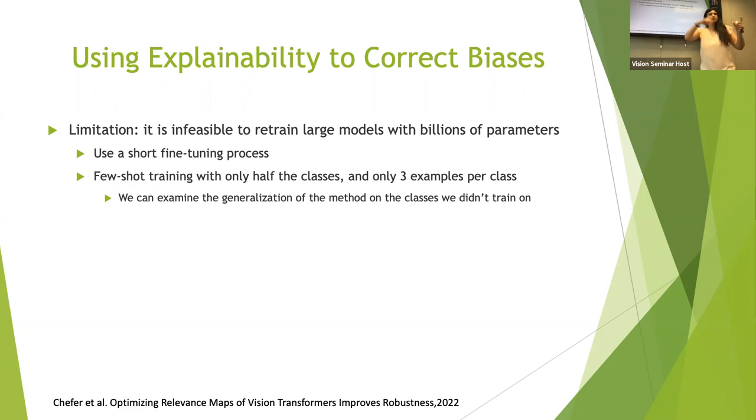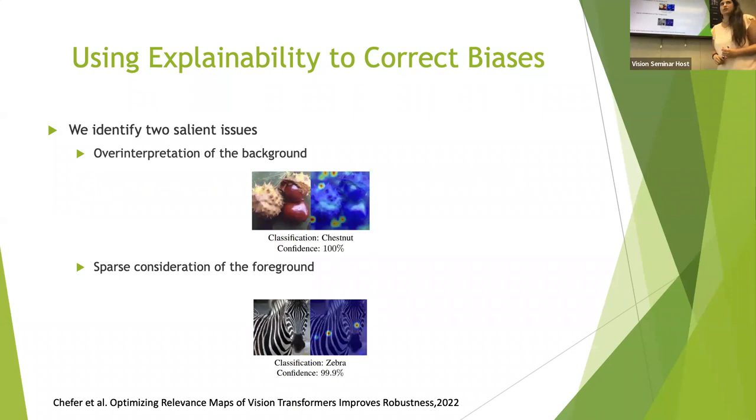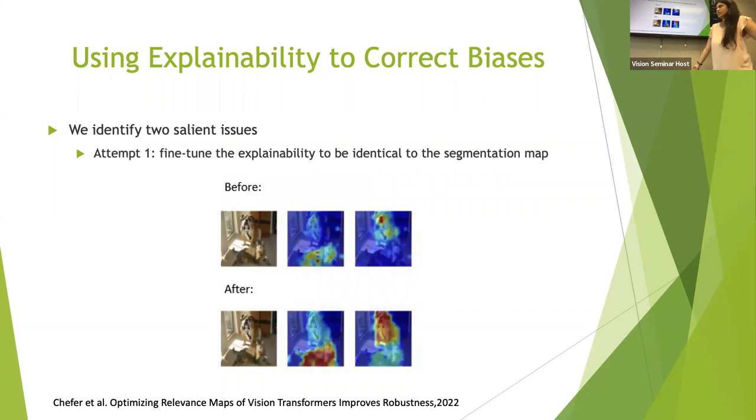So we identified 2 salient issues with ViT models. The first one is an overinterpretation of the background, which we saw plenty of times. And the second one is a sparse consideration of the foreground. The first idea was to fine-tune the explanation maps to just be segmentation maps, like this. This is actually an example of me fine-tuning a ViT based model to make the relevance maps resemble or be identical to segmentation maps. So as you can see, before the explanations weren't really segmentation maps, and after they're quite well segmented in the image.